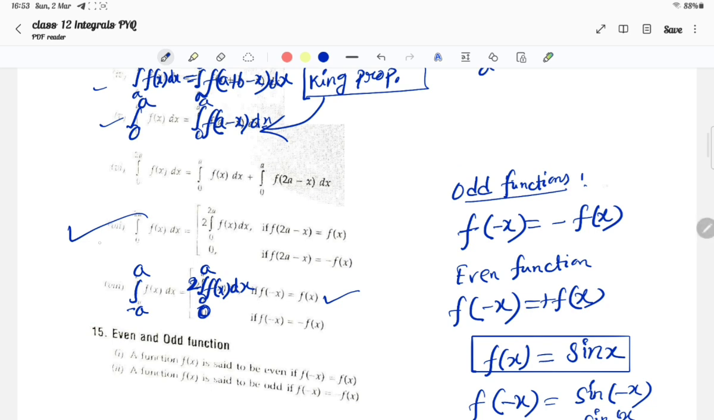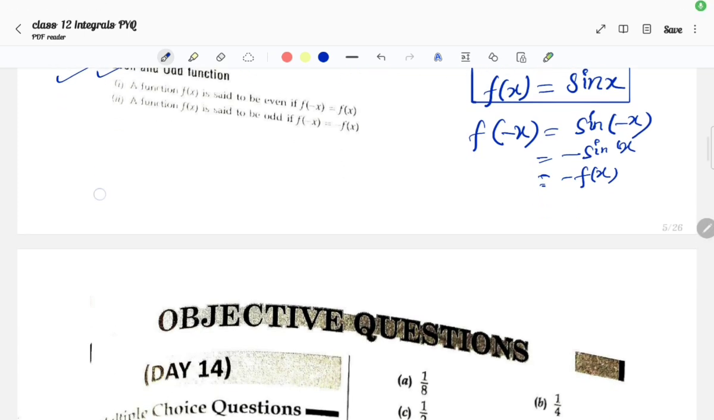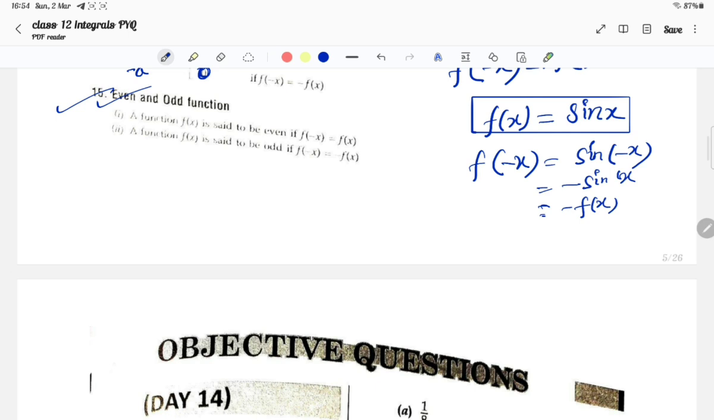And similarly, this number 7 is the same as odd or even. See, this is actually even and this denotes odd. If odd, then 0, and if even, then 2 times integration 0 to a of f(x). Understood? So those are the formulas, just the formulas. Now, the even and odd function is already here. Now, come to the important questions.